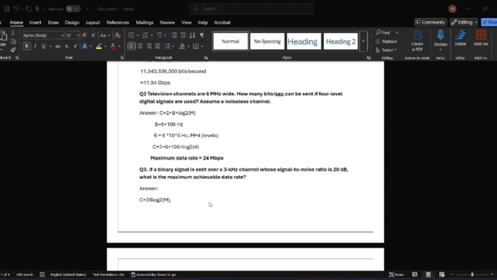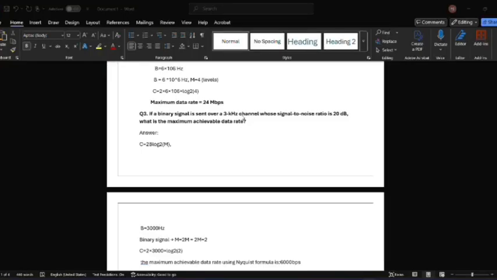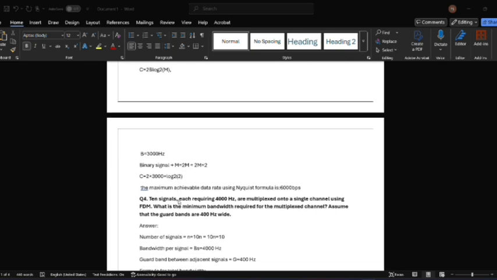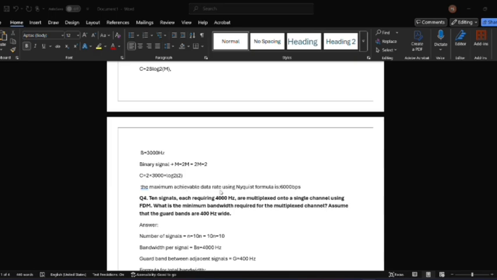The sixth problem asks what SNR is required to transmit a T1 carrier of 1.544 megabits per second over a 1 megahertz line. Using Shannon's capacity formula, the result is about 2.8 decibels, which is quite small but realistic with efficient encoding.